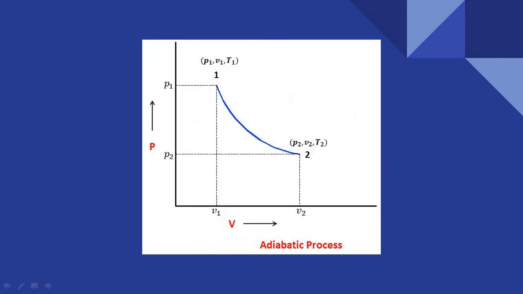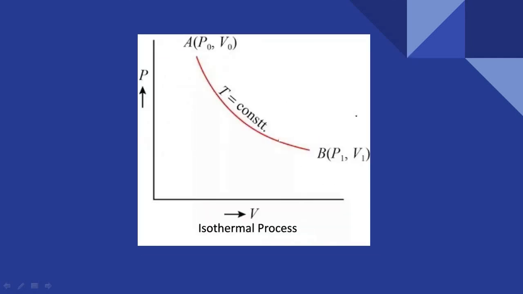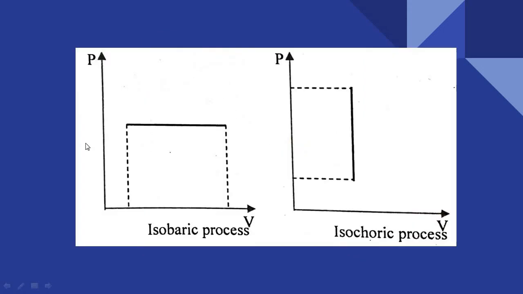Now, the isobaric process. In an isobaric process, pressure remains constant, that means during the whole process pressure remains constant. So it is a horizontal line, a line parallel to the volume axis. And during an isochoric process, volume remains constant, so you get a vertical line. That means volume remains constant and only pressure is changing.